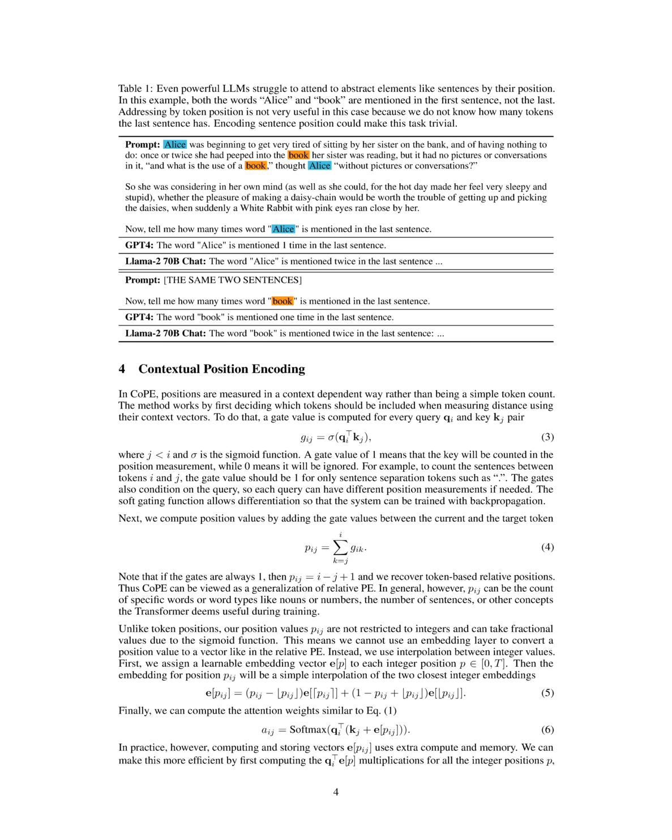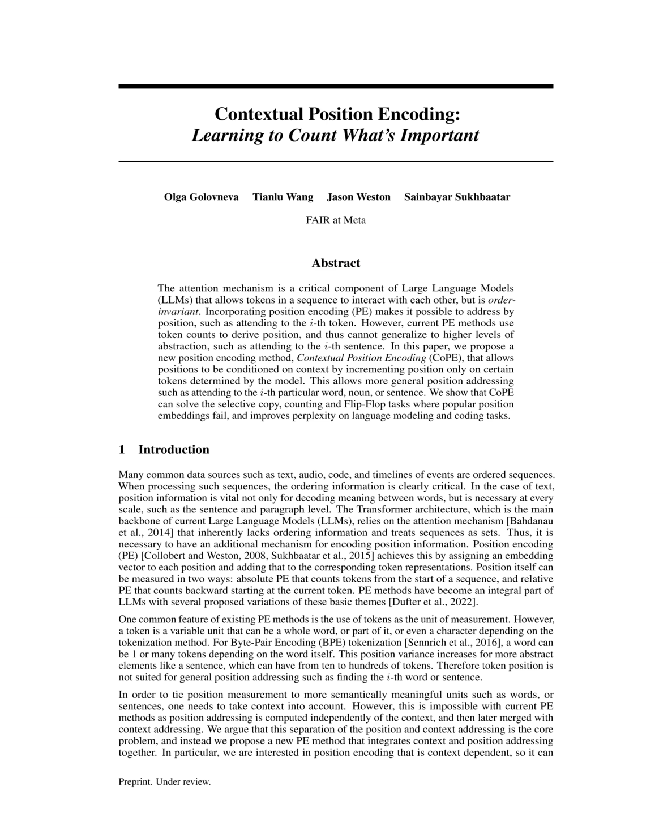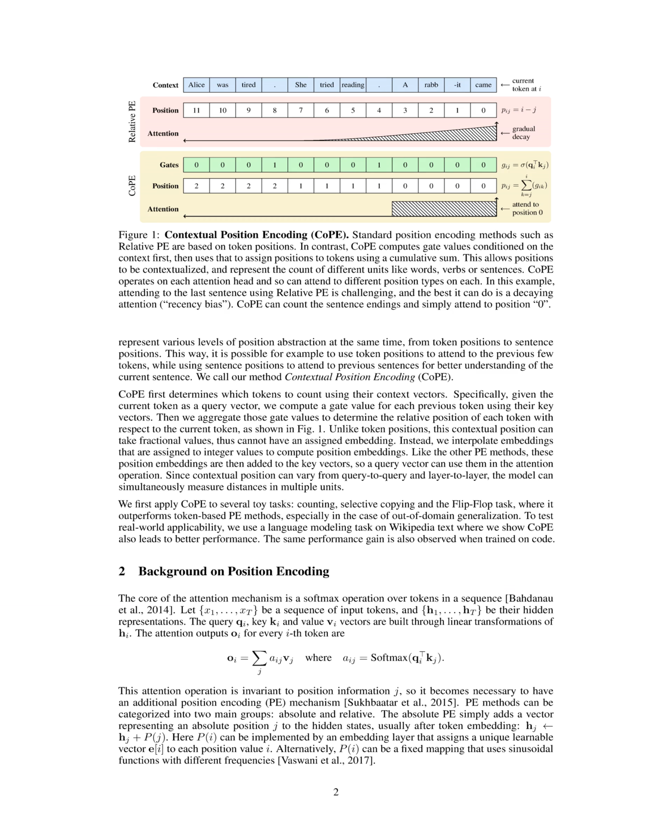Unlike token positions, the position values in COPE are not restricted to integers and can take fractional values due to the sigmoid function. This means that interpolation between integer values is used to compute position embeddings. These position embeddings are then used in the attention operation, allowing the model to measure distances in multiple units simultaneously.